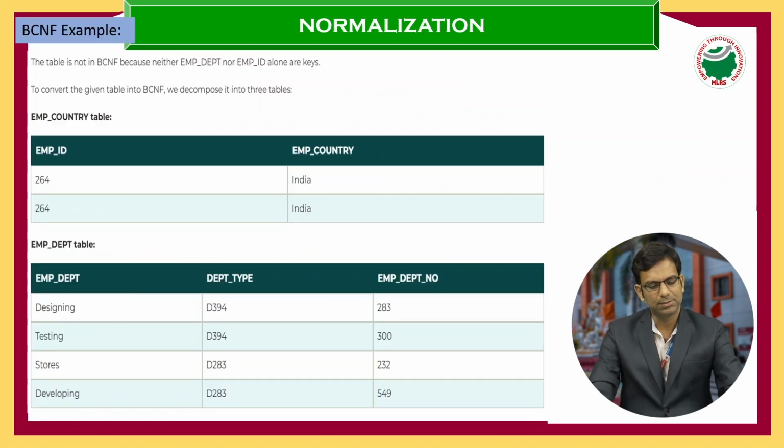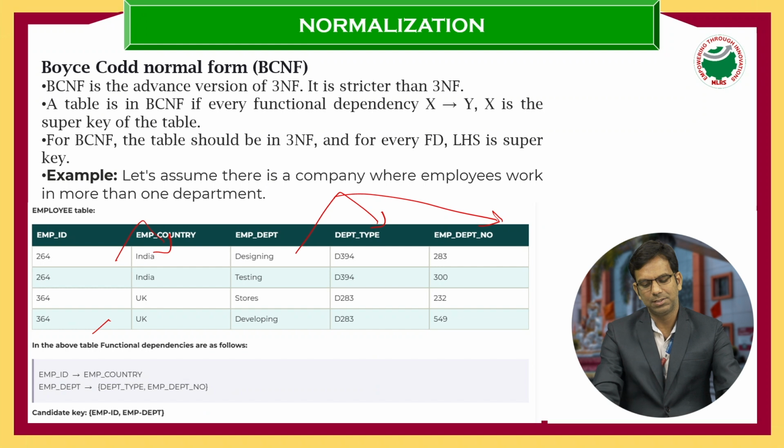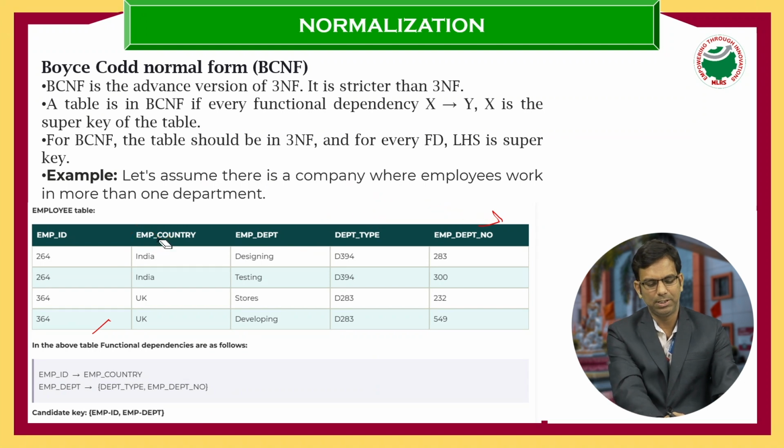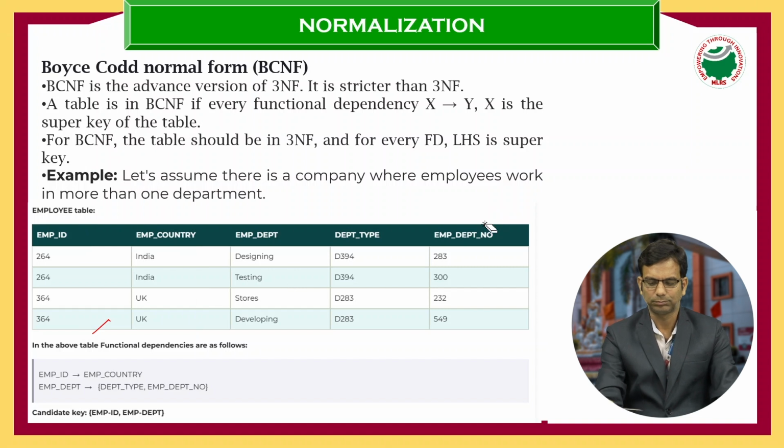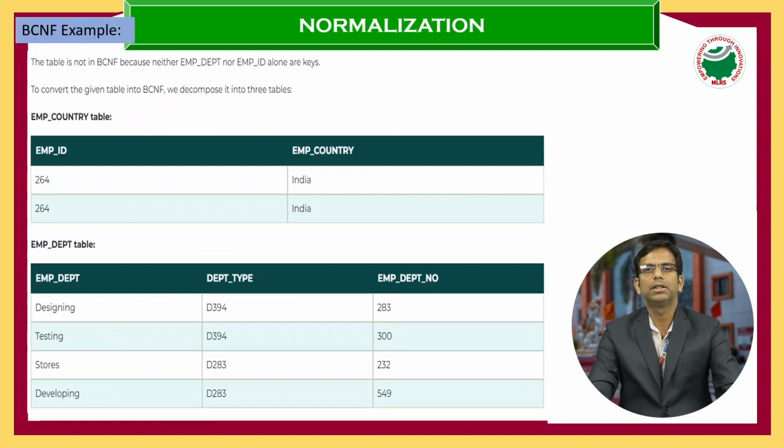You see the second table. So here in the BCNF, the table is not in BCNF because neither employee department nor employee ID alone is a key. Now to fix this, what will we do? I have decomposed the above table into 2 forms, that is, the employee country table and the employee department table.